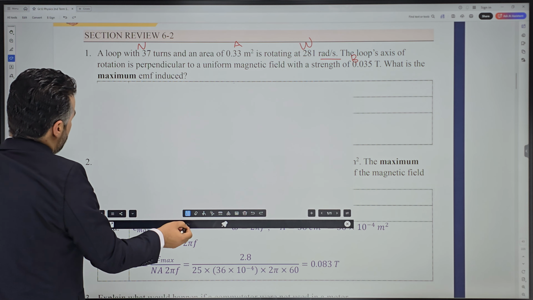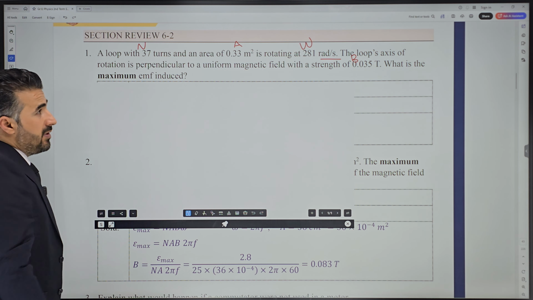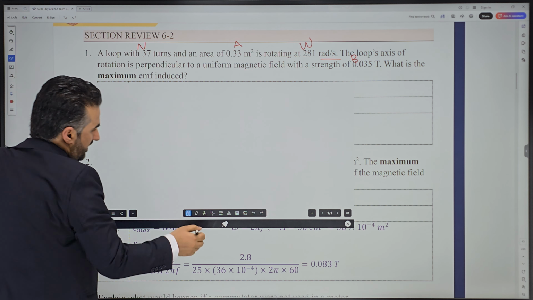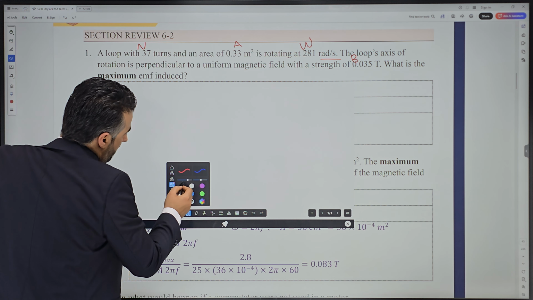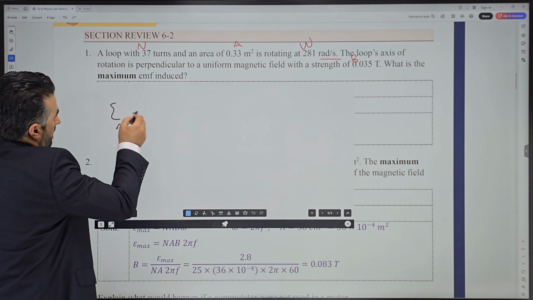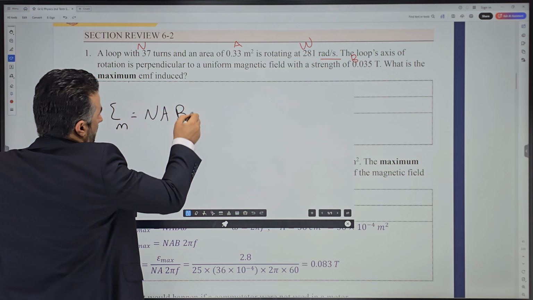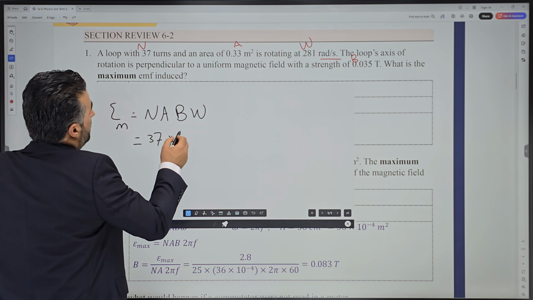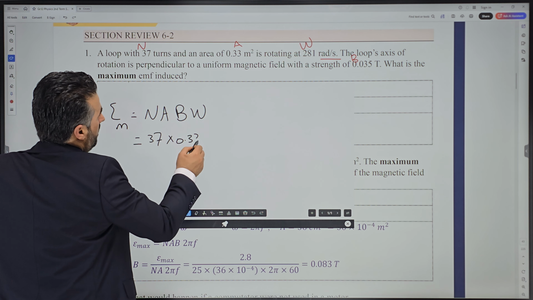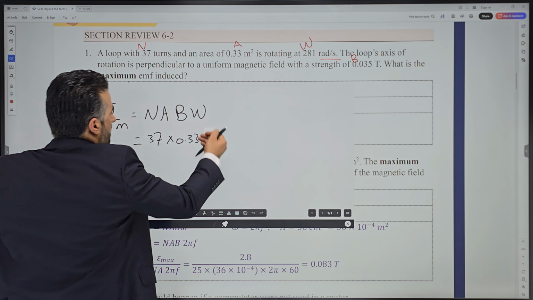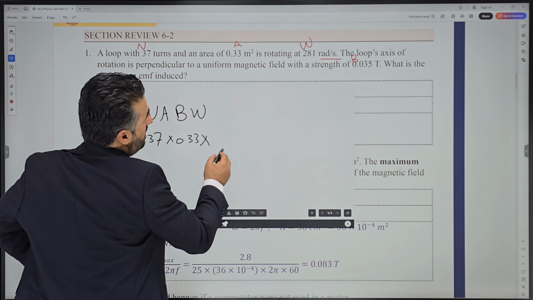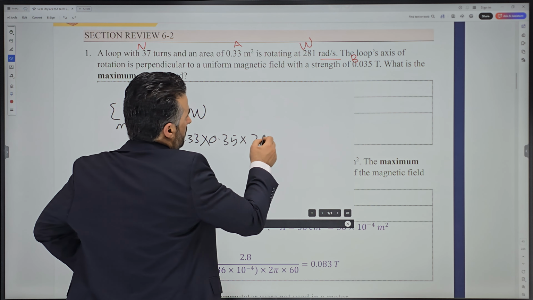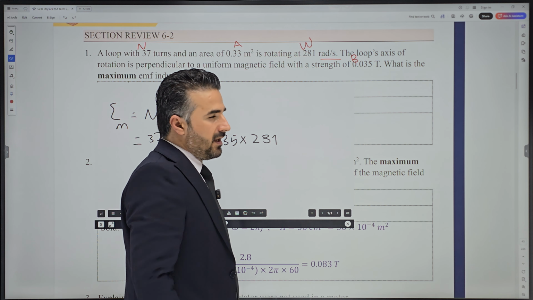How can I get maximum EMF induced? Omega, obviously, this is for a generator. When you have the maximum EMF, the area is 0.33 times the magnetic field, which is 0.35 Tesla, times omega, which is 281 radian per second.